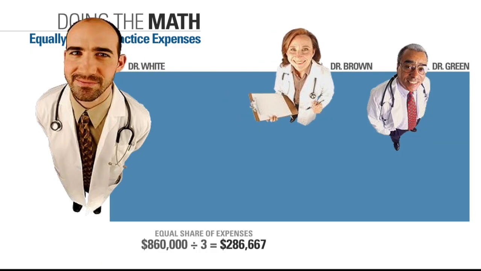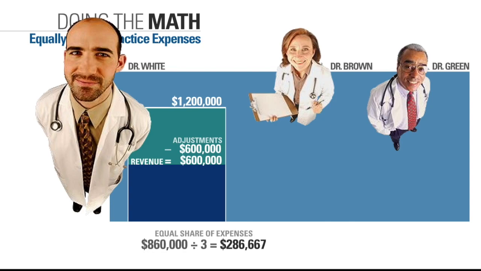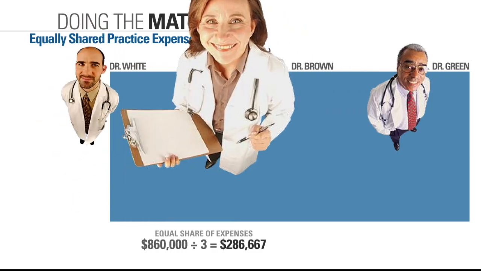Our first physician, Dr. White, bills $1,200,000 in gross charges during a year. After contractual allowances of $600,000 are subtracted from that amount, Dr. White's net revenue is $600,000. Using the equal expense sharing model, we'll subtract another $286,667 from Dr. White's net revenue. This leaves Dr. White with an income of $313,333.